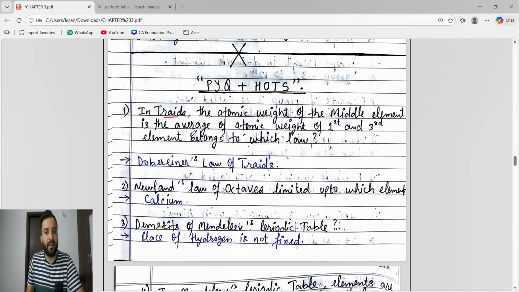In triads means 3 elements. And who has given the triads? Only one scientist gave the triads, that is Döbereiner. In triads, the atomic weight of the middle element is the average of the atomic weights of the first and third element. This belongs to which law? Triads means only one law, Döbereiner's law of triads. Newlands' law of octaves is limited up to which element? Calcium.